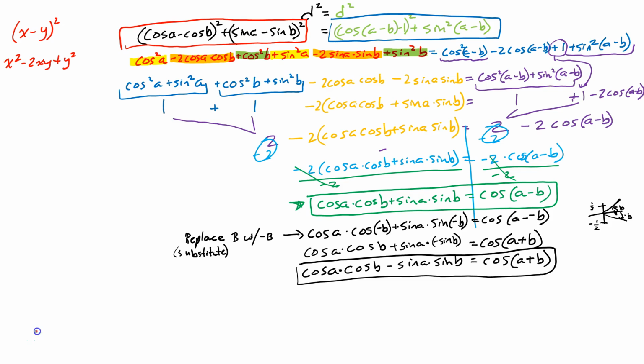And then if you want to deal with the sine, what you could do is go back to your original, and you could replace A with pi over 2 minus A.